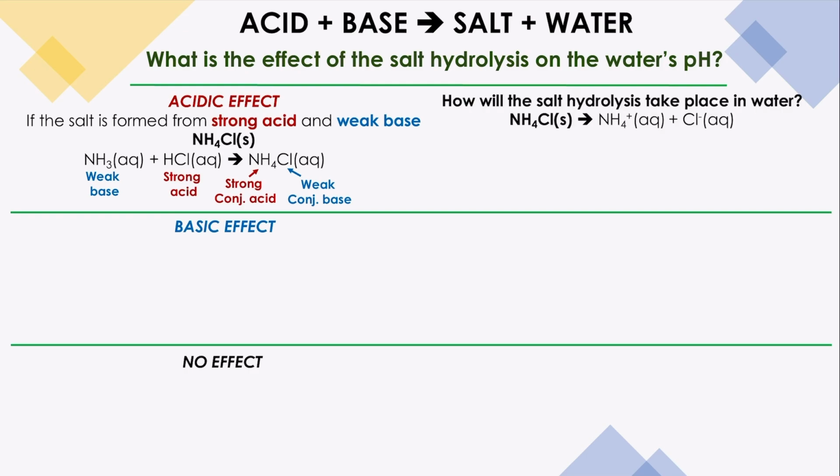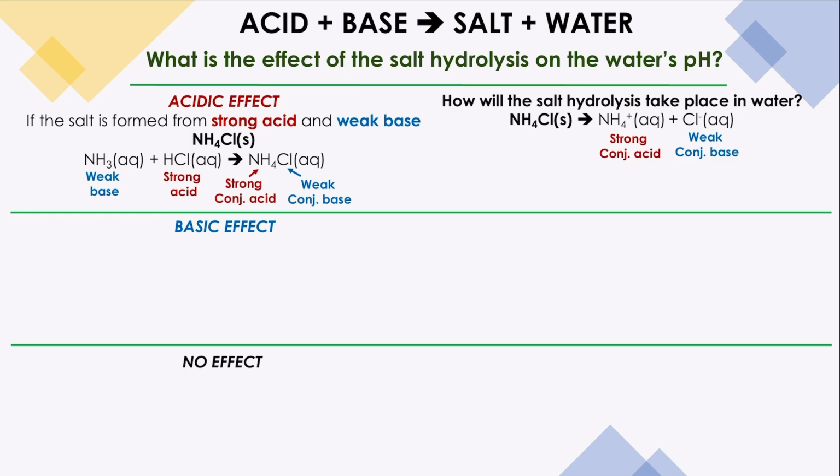Now we'd like to know how the salt hydrolysis takes place in water. We have here the salt, NH4Cl. It will dissociate in water to produce NH4+ and Cl-. We have NH4+, which is a strong conjugate acid. If we have a strong acid, it means that it will affect the solution, while Cl- is a weak conjugate base. How would this strong conjugate acid affect the water?